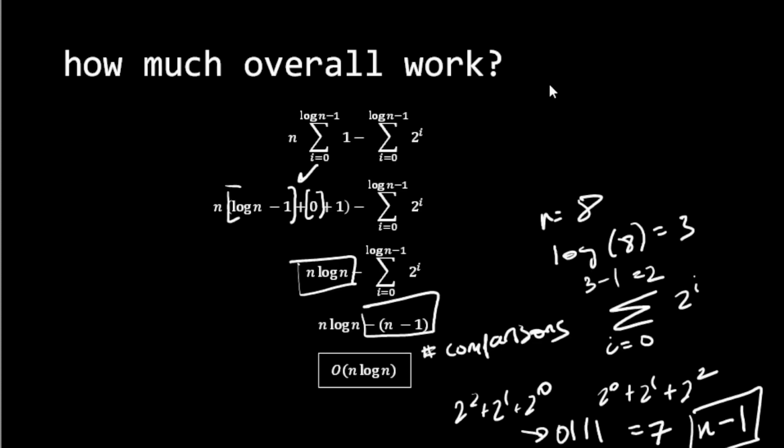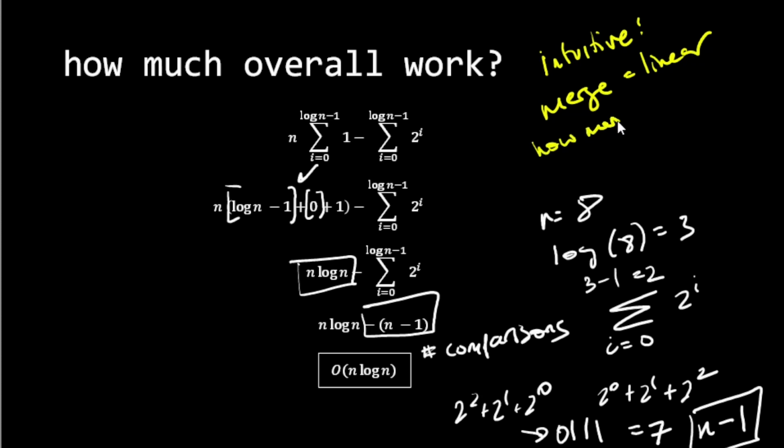Let's go over here. So intuitively, merge is linear. How many merges? Well, there's log n, right? Because there's log n layers. So it's just log n times n, right? It's the hand wavy way of saying it.